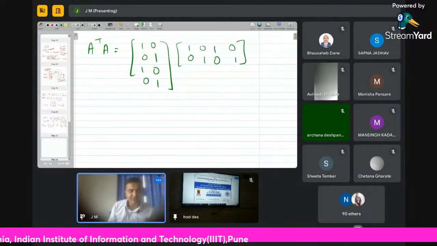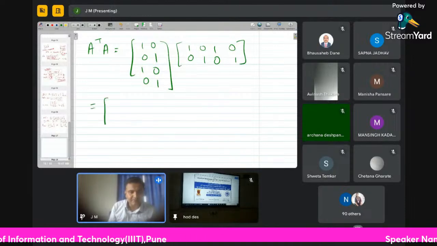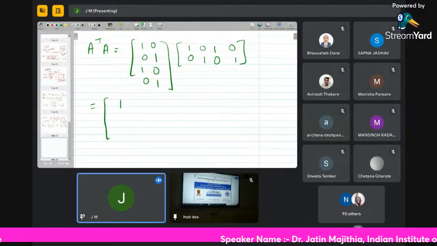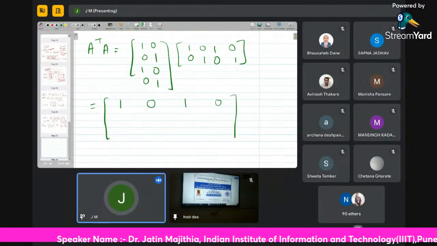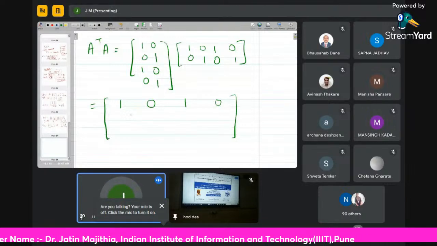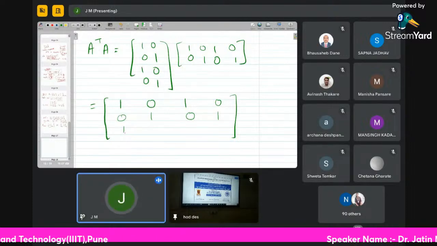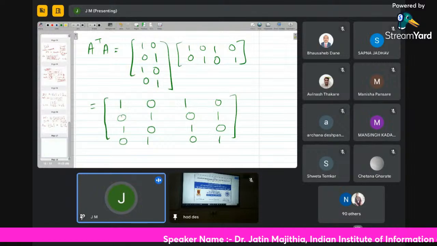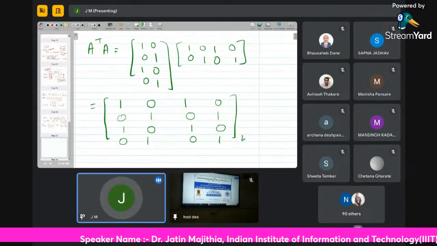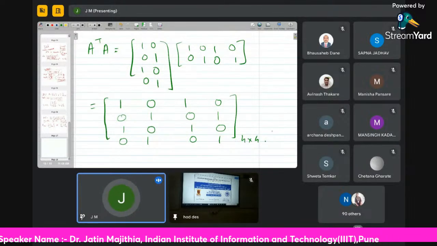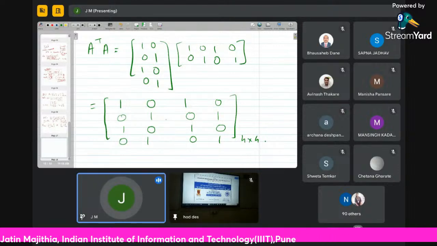Otherwise, I will keep on doing calculation and you may go asleep. So that's the reason. So this is what, 1 0. Let me know if there's any calculation error. 1001, 0101, 1010, 0101. So A transpose A is a matrix of order 4 by 4. Now one has to find the eigenvalues for this.